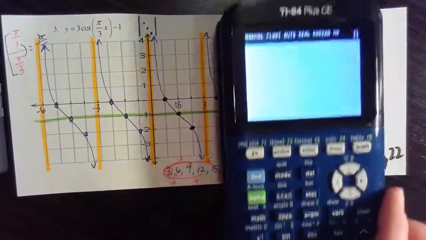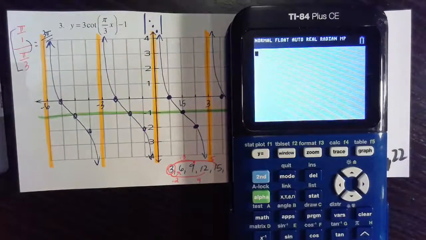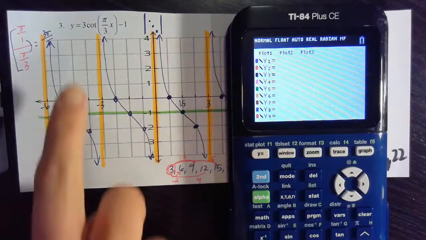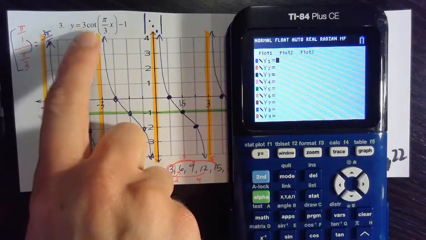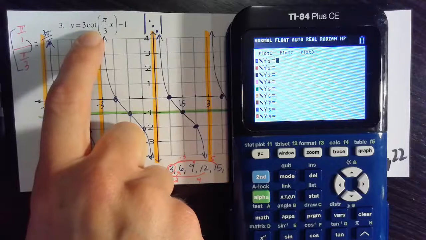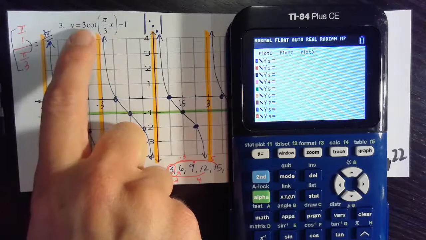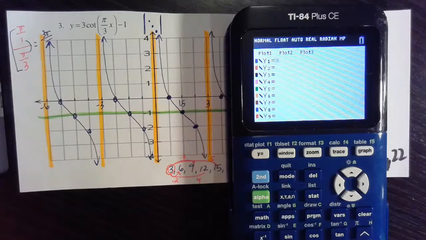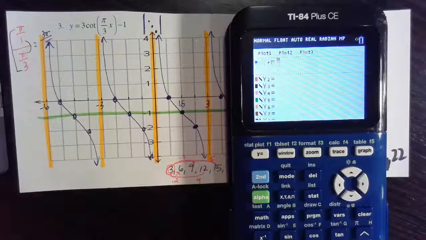Because cotangent is the reciprocal of tangent, meaning cotangent equals 1 over tangent, what you're going to have to do is graph it as such. So if this were written in terms of tangent, it wouldn't be 3 cotangent of this, it'd be 3 divided by tangent. So I'm going to give myself a fancy fraction.